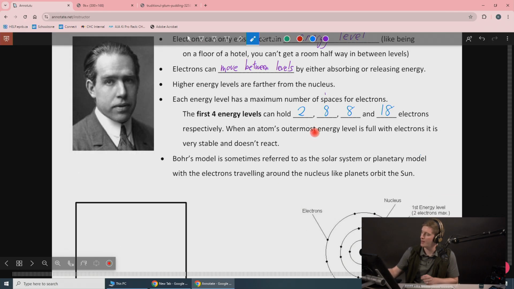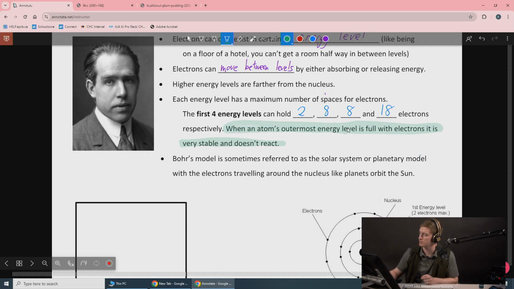When an atom's outermost energy level is full of electrons, it is very stable and doesn't react. That's a pretty important phrase. I'm going to highlight that. When an atom's outermost energy level is full with electrons, it is very stable and doesn't react. This statement here is going to form the basis for why atoms form ions, trying to fill this outermost energy level with electrons.